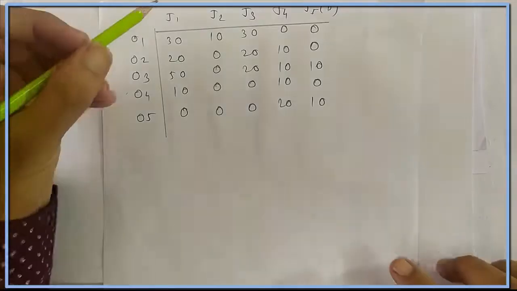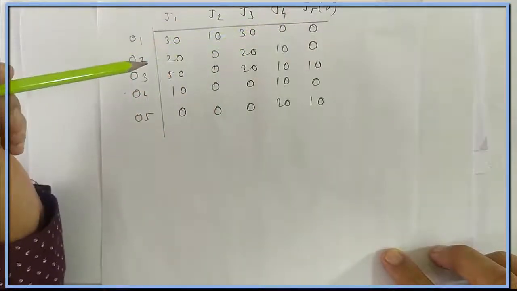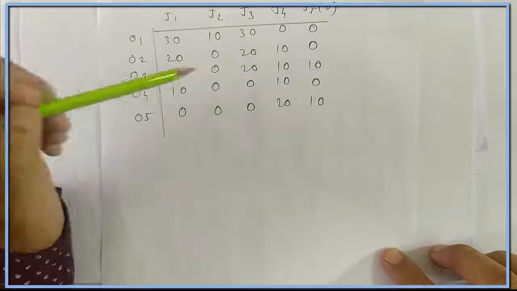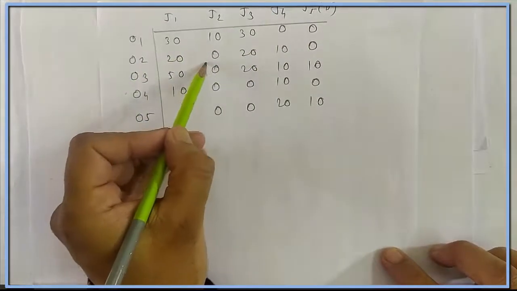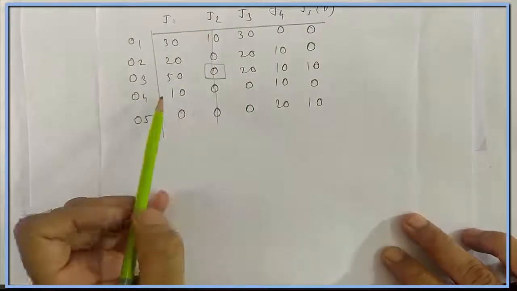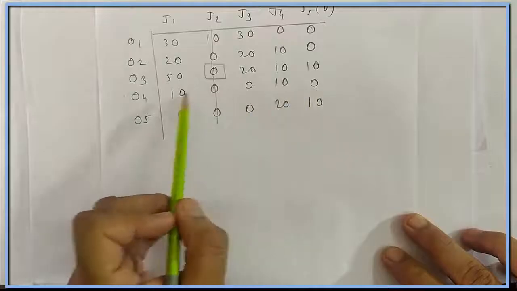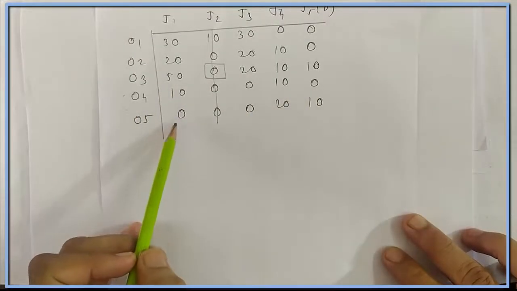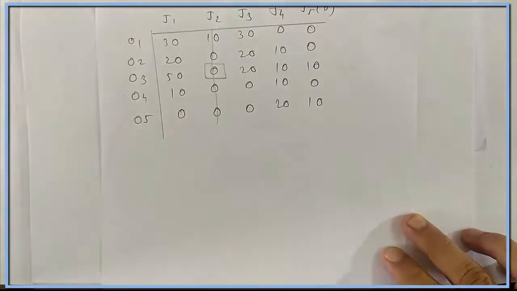In the first row, there are 2 zeros, therefore according to our rule, we will skip the first row. In the second row, there are 2 zeros, again we will skip the second row. In the third row, there is one 0, therefore we will mark a square around it and we will draw the vertical line. In the fourth row, 2 zeros are there, therefore we will skip this row, and in the last row there are 2 zeros, therefore we will skip this row.